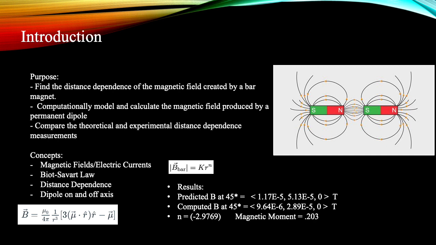Distance dependence shows that the strength of the magnetic force between magnets decreases as the distance between them increases. The magnetic field produced far from the bar magnet is equivalent to the magnetic field produced by a permanent dipole. And as you can see, there is a quick preview of the results of the experiment down in the corner.